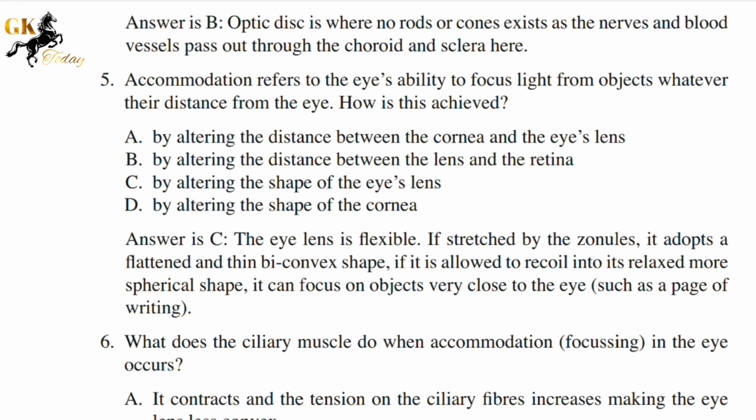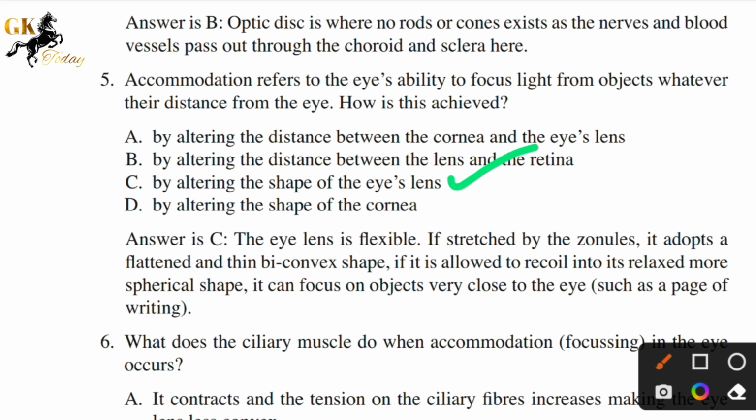Next question. Accommodation refers to the eye's ability to focus light from objects whatever their distance from the eye. How is this achieved? By altering the distance between the cornea and the eye's lens, by altering the distance between the lens and the retina, by altering the shape of the eye's lens, by altering the shape of the cornea. Option C, by altering the shape of the eye's lens. Option C, the correct answer.